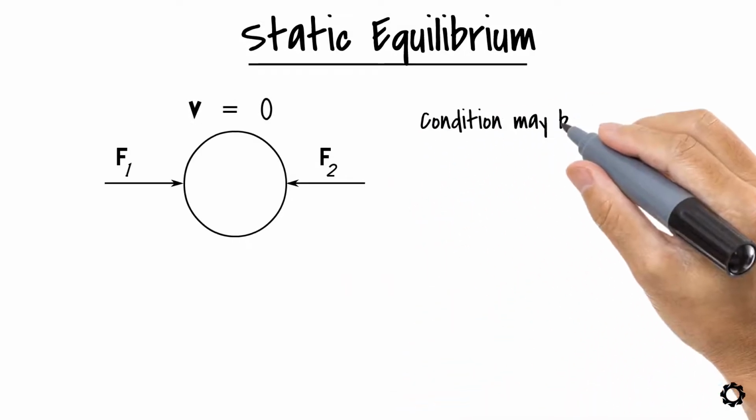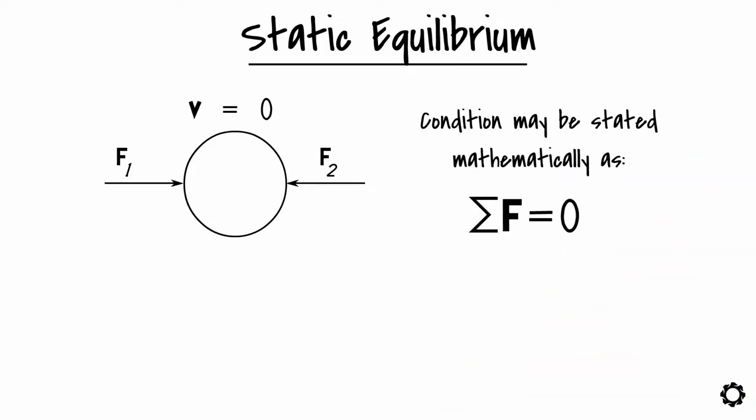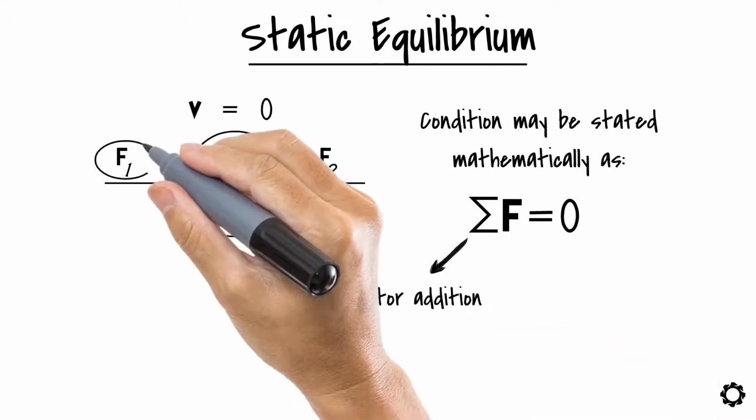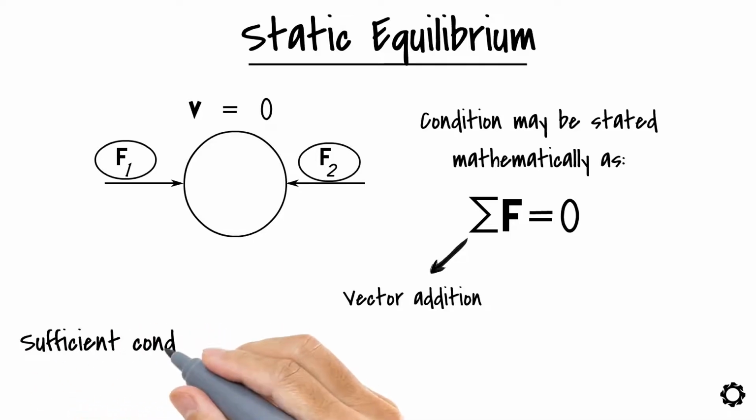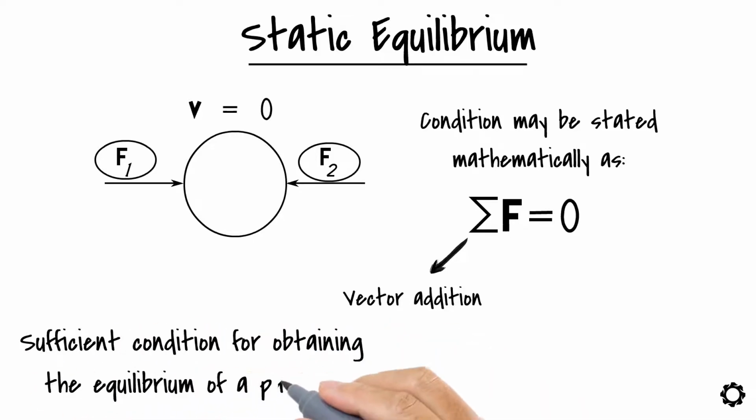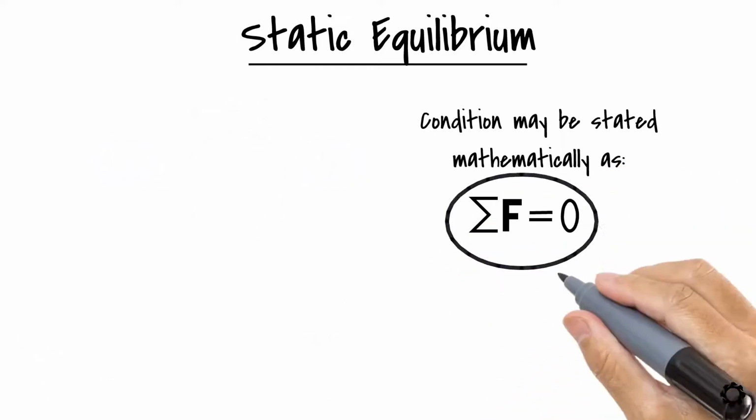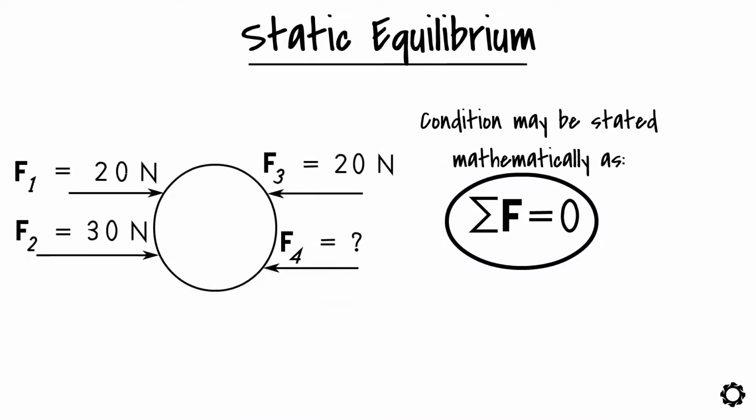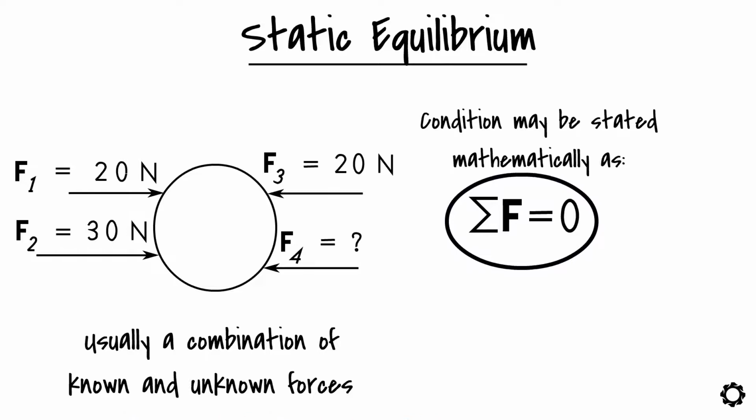This condition may be stated mathematically as summation of F equals 0, where the resultant force vector, summation of F, is the vector addition of all the forces acting on the particle. This equation works for us as a sufficient condition for obtaining the equilibrium of a particle. In most cases, when we want to apply this equation of equilibrium, we must take into account all the forces that are subjected to the particle. These forces are usually a combination of known and unknown forces.